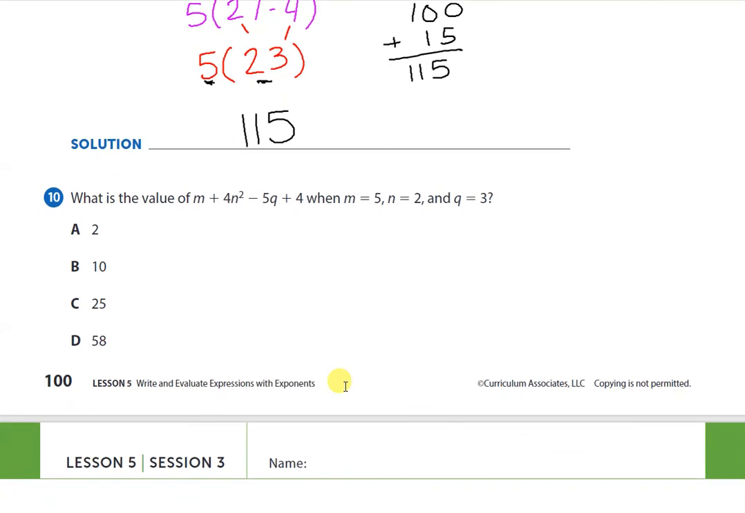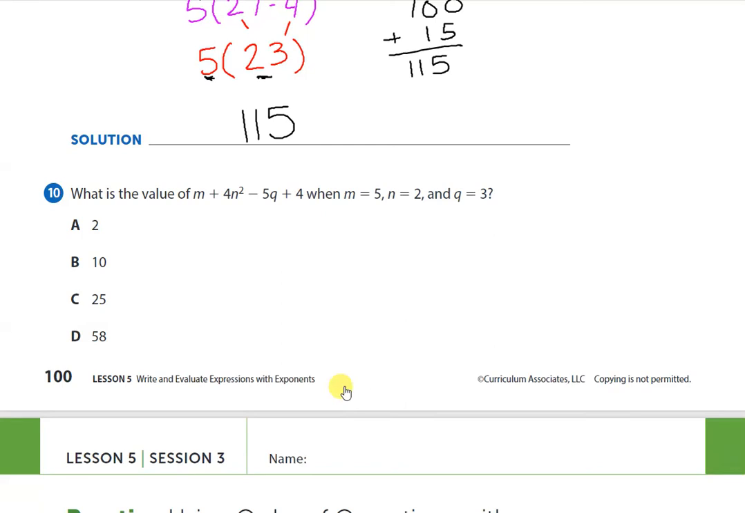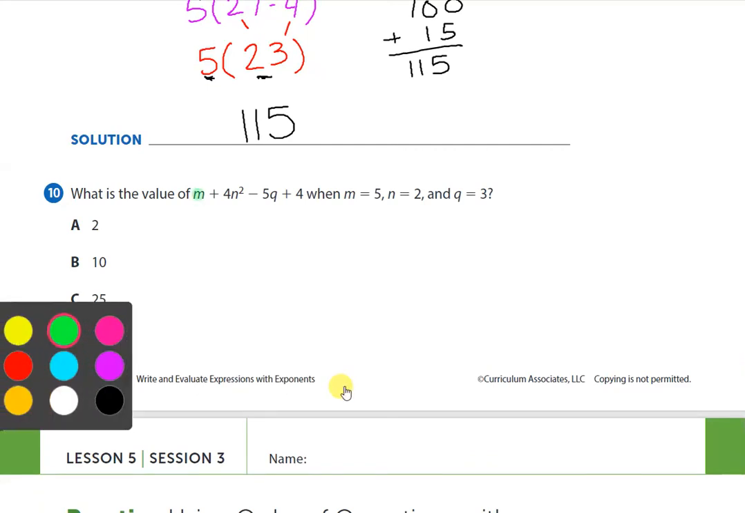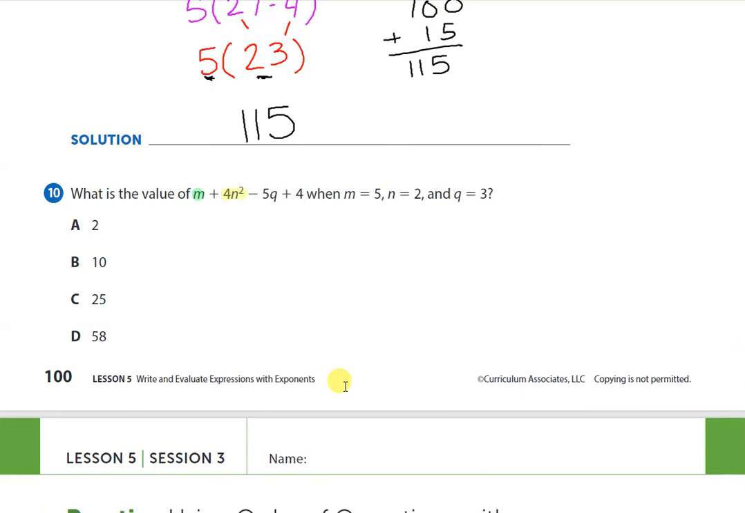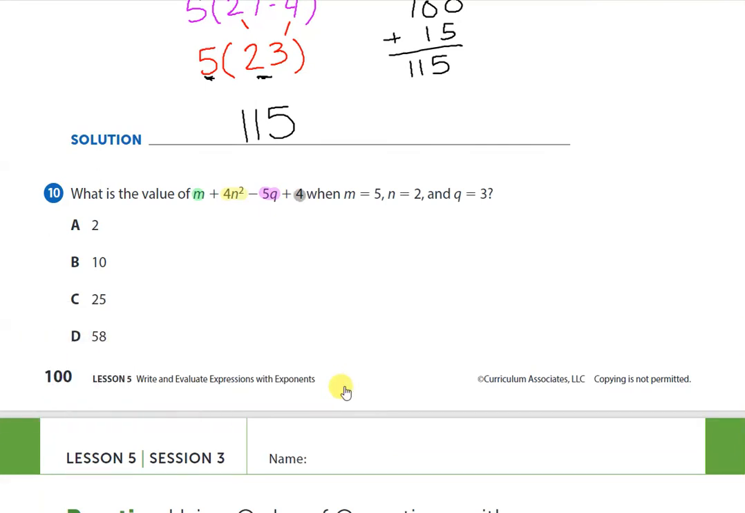Number 10, the last practice problem together, and then you've got your green pages. What is the value of m plus 4n squared, minus 5q, plus 4, don't forget the plus 4, when m is 5, n is 2, and q is 3.